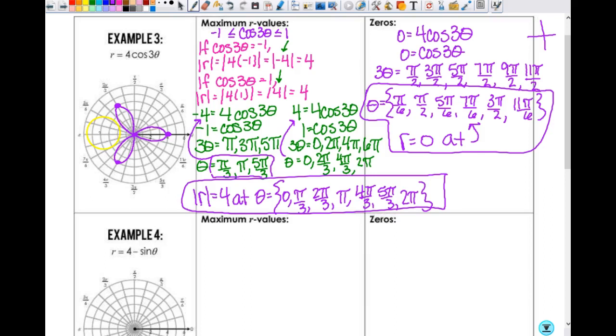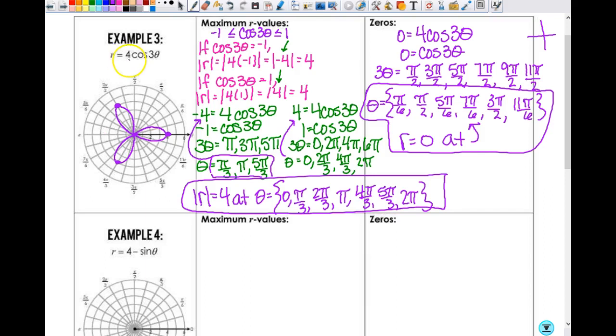Doesn't it have polar axis symmetry? Yes, and it has pole symmetry. Does it have pole symmetry? Can I rotate it 180 degrees? No. If I rotate it 180 degrees, it's not going to look the same. I only have polar axis symmetry here. Okay? Does that make sense to you?